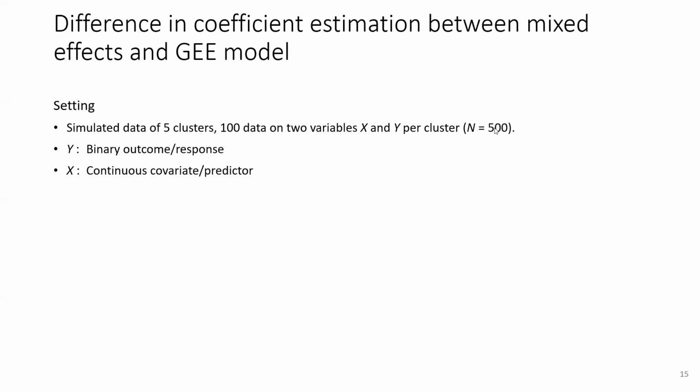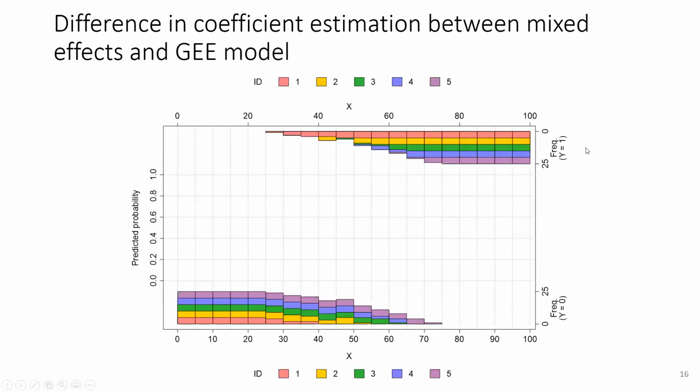main session. I created simulated data of 5 clusters and 100 records on 2 variables, X and Y, per cluster. So we have a sample size of 500, with 100 observations per cluster and 5 clusters. Y is a binary outcome and X is a continuous covariate. This explains the data set.